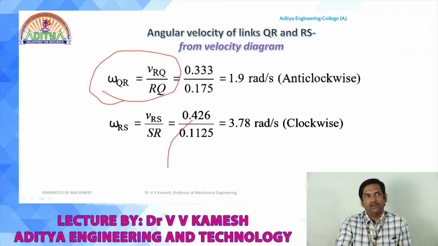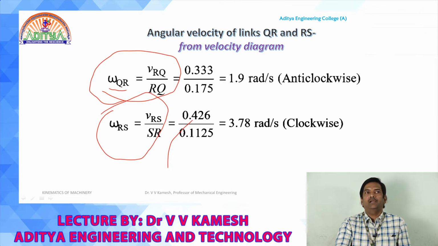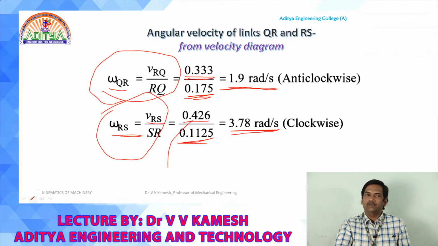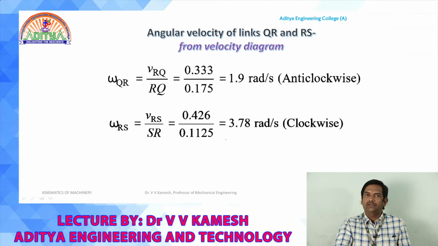So, we will calculate the omega. Here, how will the omega be obtained? The omega is equal to velocity divided by length of rotation. So, VRQ from the velocity diagram is going to be 0.333 and RQ length is 0.175 mm. So, angular velocity of QR will be 1.9 radians per second anticlockwise, and for RS, the velocity of RS from the velocity diagram is coming to be 0.426 divided by the length parameter 112.5 mm converted to meters, and finally omega of RS is coming to be 3.78 radians per second clockwise.